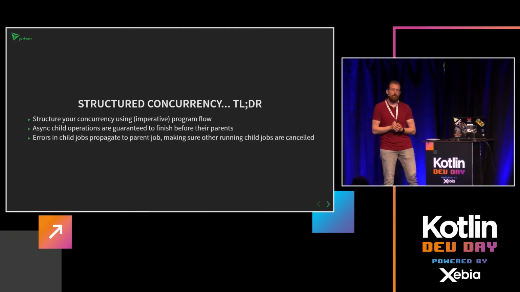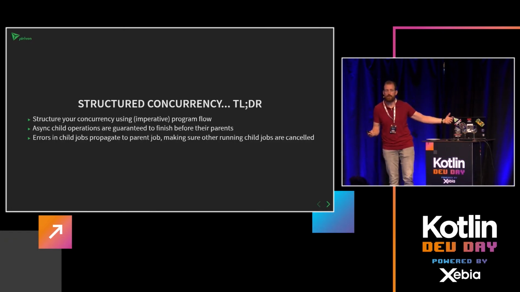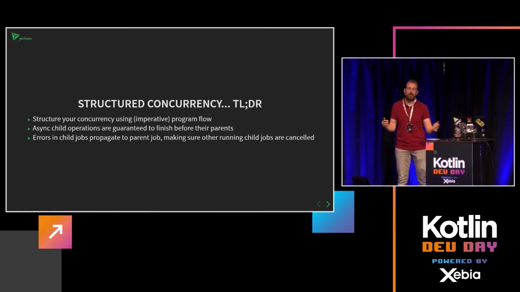Also, when one of the child jobs, child functions, whatever you want to call it, throws an exception, automatically the library of Kotlin Coroutines makes sure that all the other child jobs that are still running are canceled. So it automatically gives you some cleanup process, which helps a lot in writing clean code.